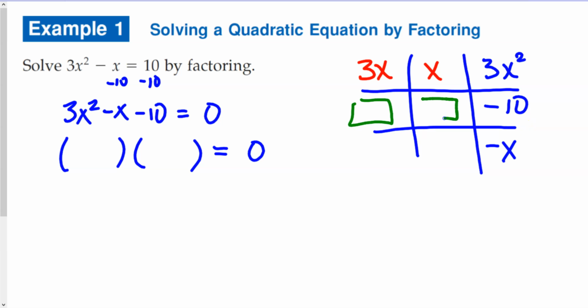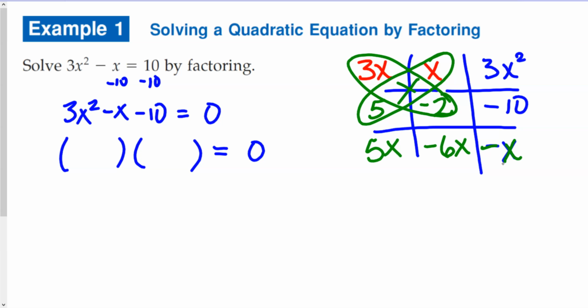So 5 times negative 2 is negative 10. When I multiply like this, 5 times x equals 5x. And 3x times negative 2 is negative 6x. And when I add those two numbers together, that gives me negative x. So my guess was lucky. So my answer is going to be this column and this column. So I get 3x plus 5 and x minus 2.